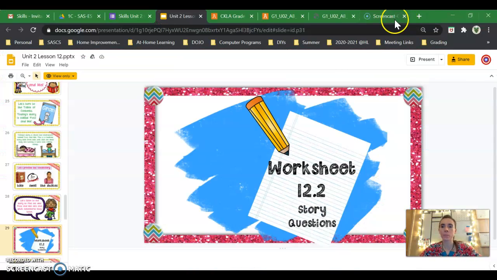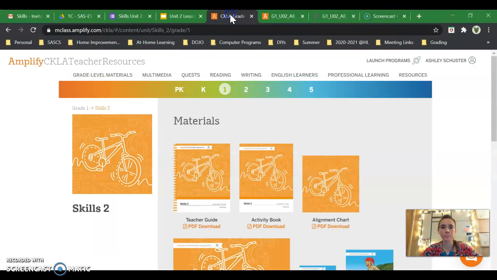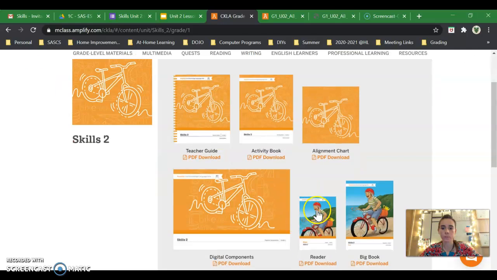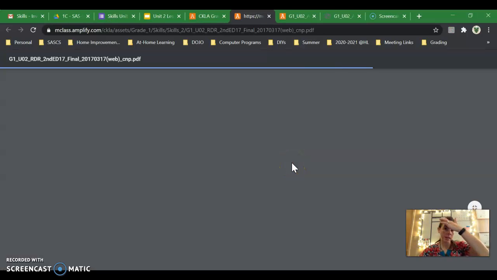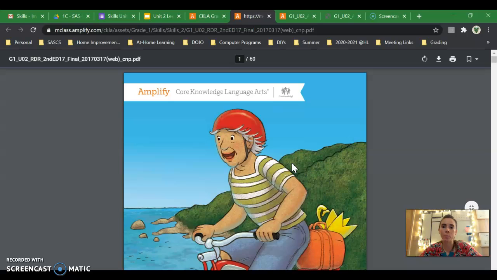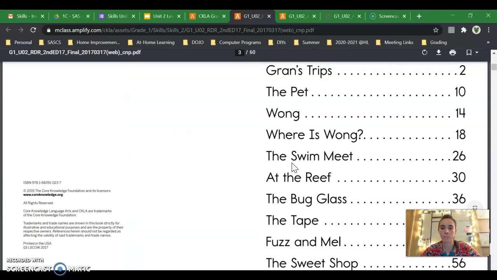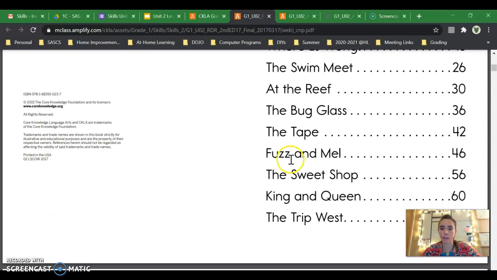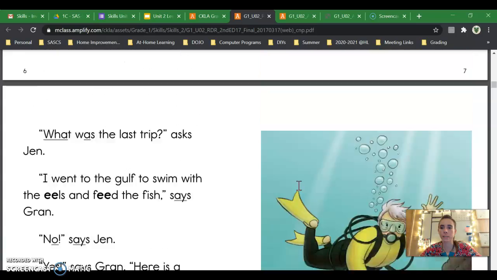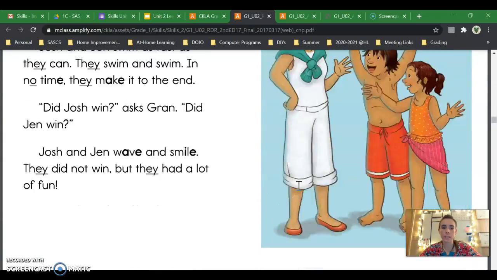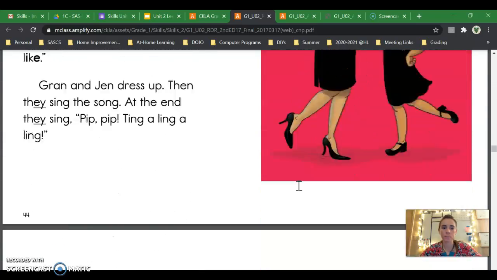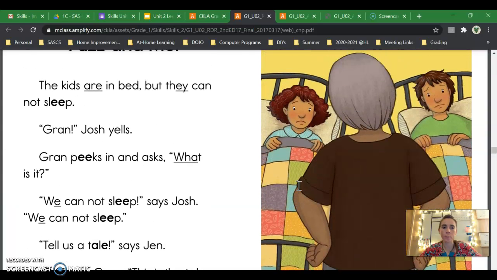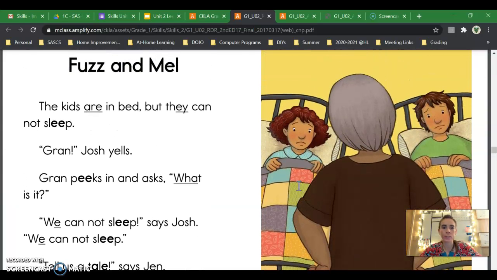All right, let's pull up the story. Here's the reader. Let's look at the table of contents and find with the page number Fuzz and Mel. Fuzz and Mel. Here we go. We're on page 46. Fuzz and Mel. We've read a lot of these stories so far. Okay, here's our friends Fuzz and Mel.